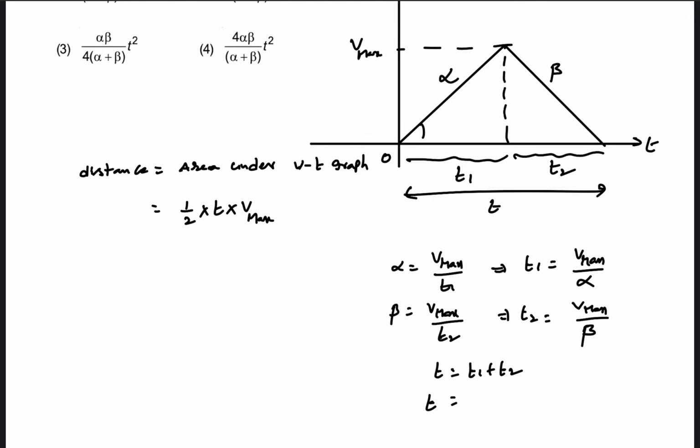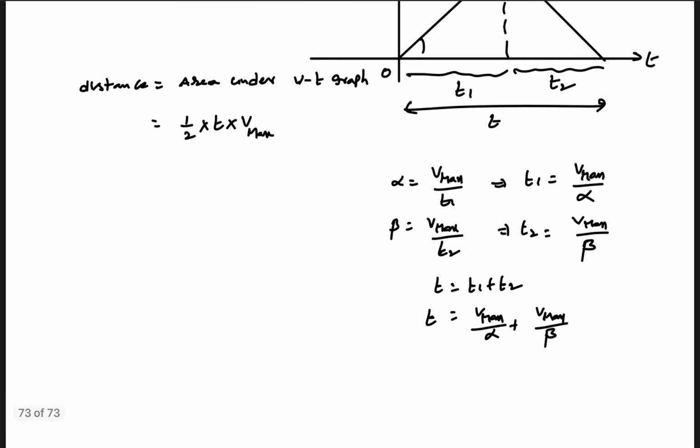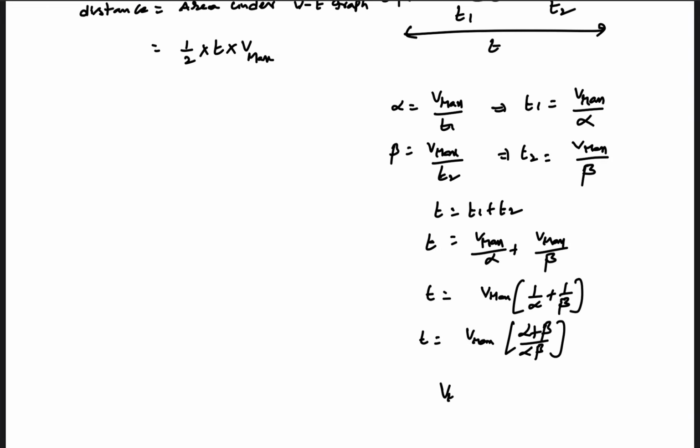Now I am adding both the things. T is equal to t1 plus t2. If I write t is equal to v maximum divided by alpha plus v maximum divided by beta. From this you can write t is equal to v maximum taken common, 1 by alpha plus 1 by beta. So t is equal to v maximum into alpha plus beta divided by alpha into beta. So finally I can get the v maximum value is equal to alpha beta t divided by alpha plus beta. This is my v maximum.